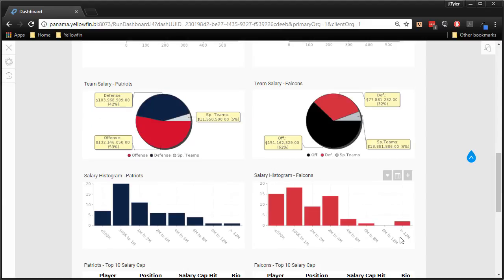Interesting. Okay, so now I'm looking at the team salary against the cap for 2016, right? Is that what you're showing me here? Yeah, so each position is divided into whether it's on offense or defense, and then salary is grouped by that.